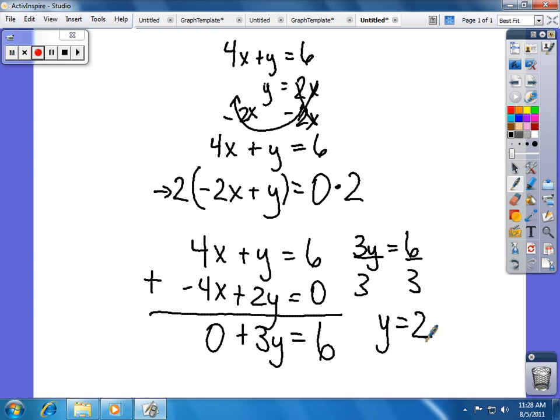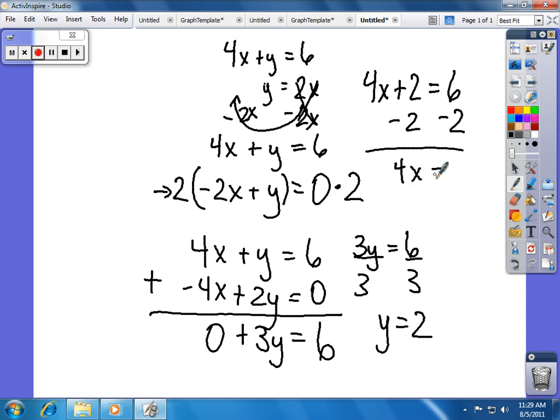And again, once I have solved for one of the variables, I plug that back into either one of the equations. Just to mix it up, we'll use the first equation this time. So I've got 4x plus, and again I'm substituting this 2 in for y. 4x plus 2 equals 6. I'm going to subtract 2 from both sides to get the x by itself. I'm left with 4x equals 4. Divide both sides by 4. And I have x equaling 1.